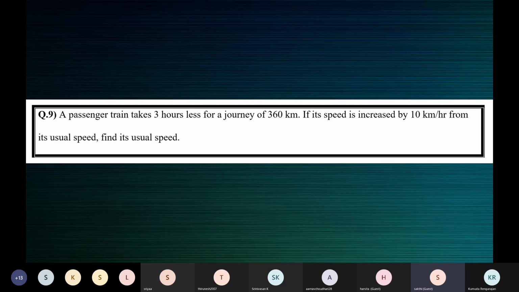Is it 360 by x minus 360 by x plus 10 is equal to 3, ma'am? Let's just wait for the others also to say, Shakti. I'll keep in mind what you said.